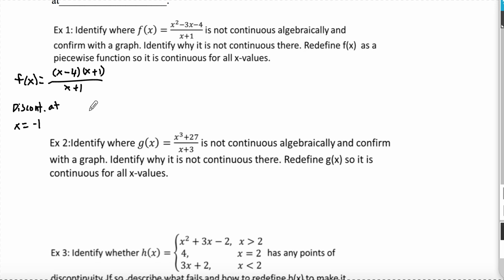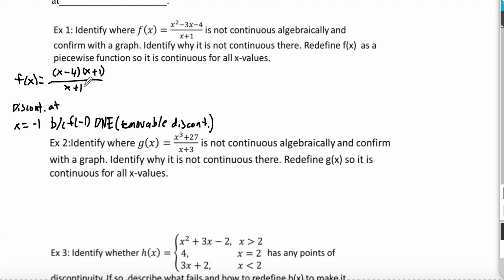Now we've got to identify why it is not continuous there. Well, it looks like f of x is discontinuous at x equals -1. We've got a hole there. So because f of -1 does not exist, we can go a step farther and say it is a removable discontinuity. And the fact that it is a removable discontinuity, f of x does not exist when x is negative 1, but it is removable, is really important. We've now identified where the function is not continuous and why it is not continuous. Now let's redefine this so that it would be continuous.